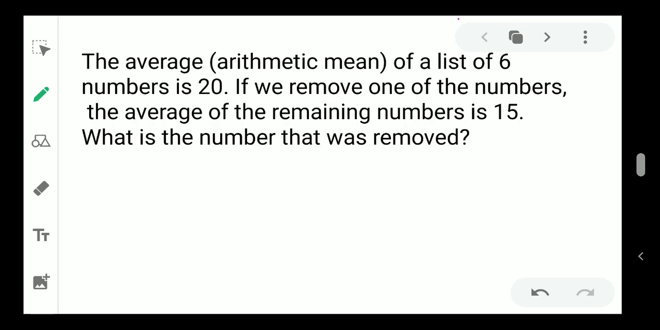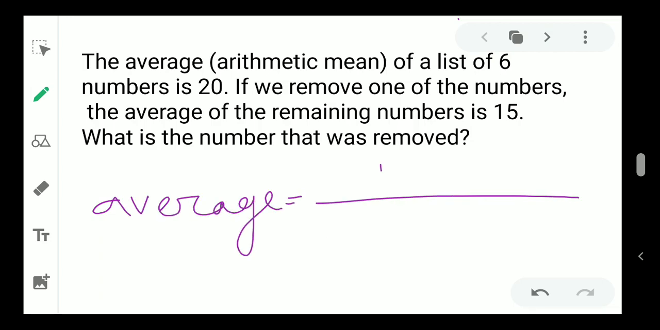So the first question: the average, that means the arithmetic mean, of a list of 6 numbers is 20. This concept of average you have already learned in class 5, so I am taking for granted that you all know it. How do we find the average? Average is the total of all data you have, that means the total of all numbers, divided by the number of items.